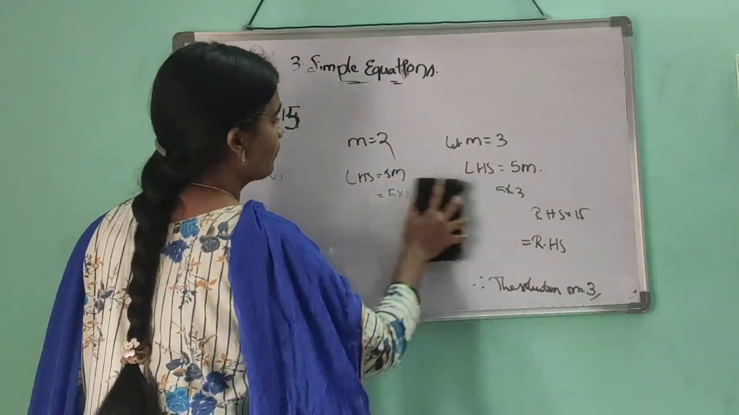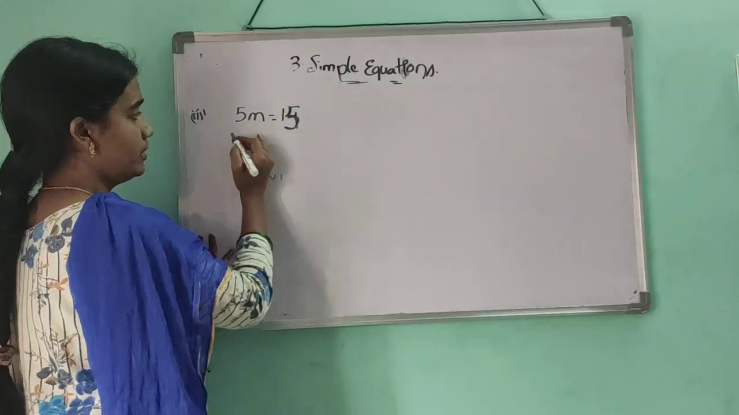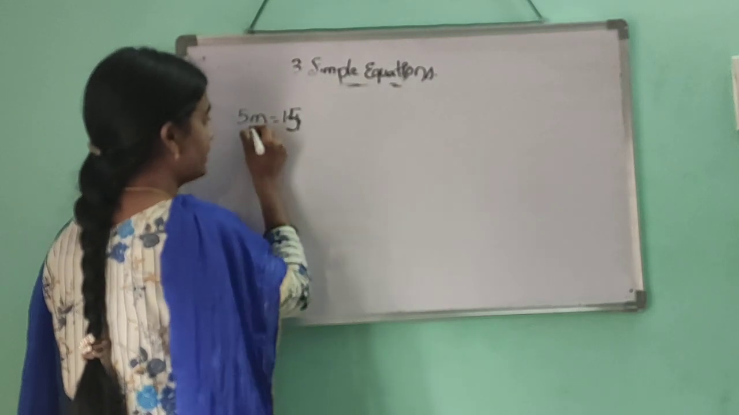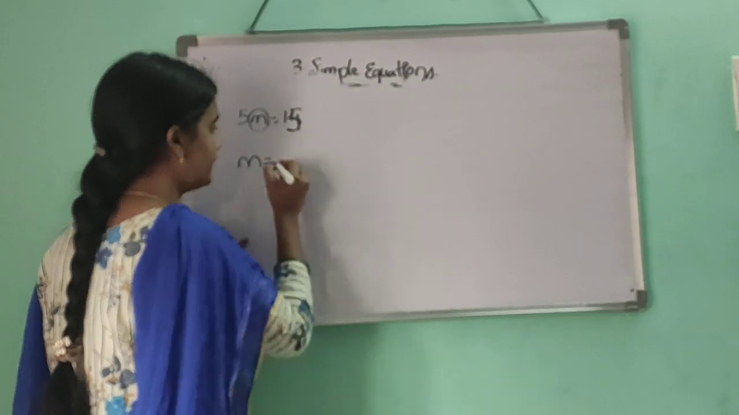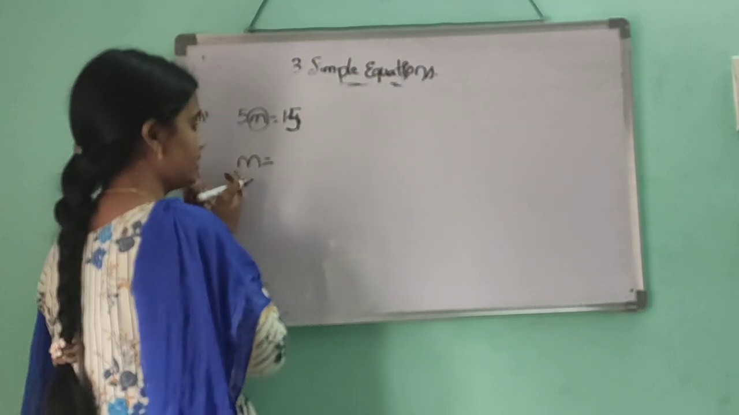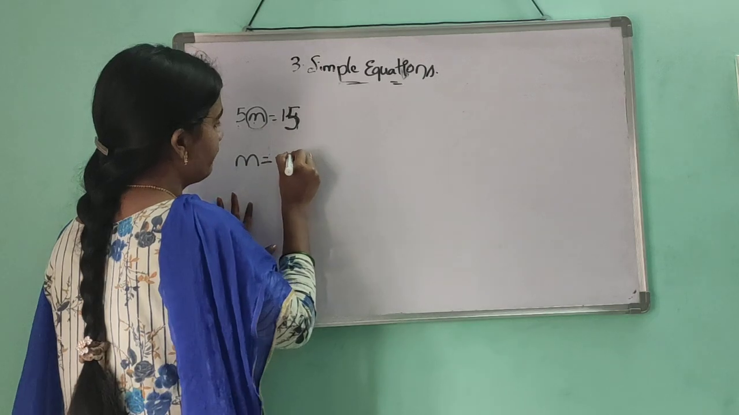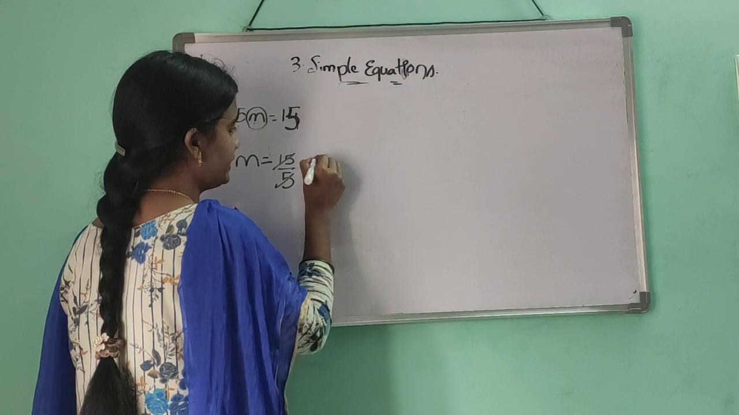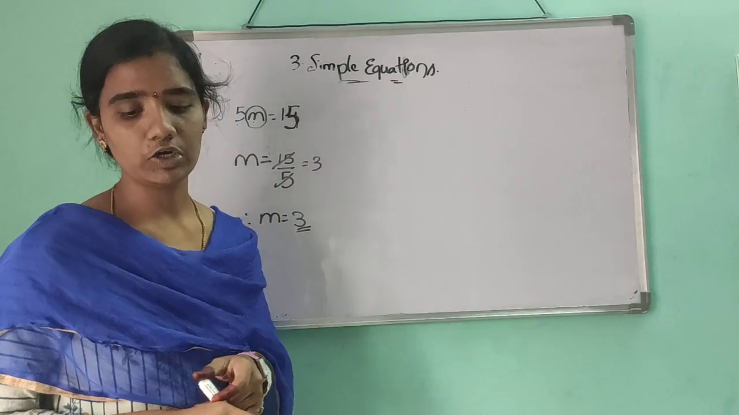In this problem, there is another method also. Here we have 5m. Find the variable, which is m. 5 into m is multiplication. When the multiplication is moved to the right side, it becomes division. So 15 by 5, 5 into 3 is 15, so 3 times. So m is equal to 3.